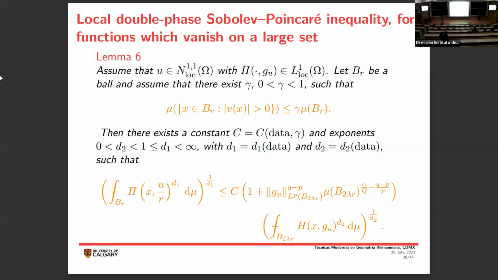It will vanish on a large set. And in order to prove the version, we need a measure condition. But the result is basically the same. There exist some exponents such that this inequality holds. And again, we get this extra term, not able to solve it necessarily with the constant.